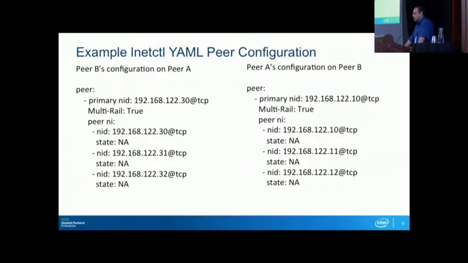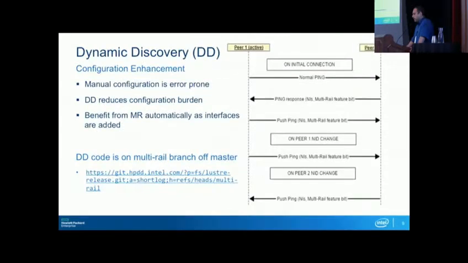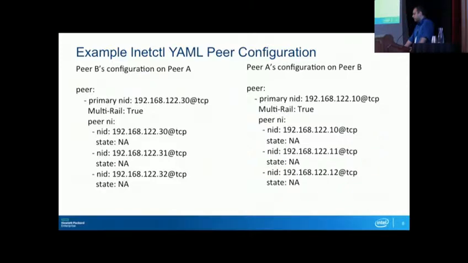Now that the node knows the interfaces of the peer, it can use those interfaces in round robin, or, well, there's a selection algorithm that goes on. First it looks at the credits per network interface, and it selects the one with the most credits available. And if all the credits are equivalent, then it will use them in round robin. Of course, all this work up to here is actually in 2.10 right now, and it's available for people to use and try.